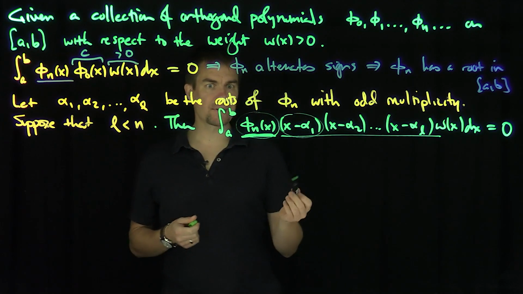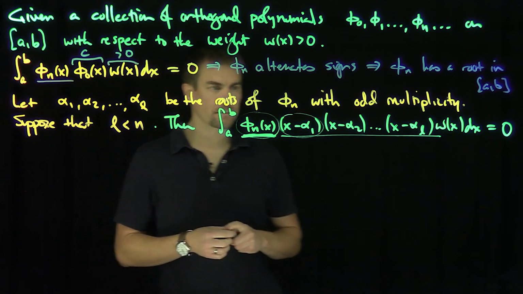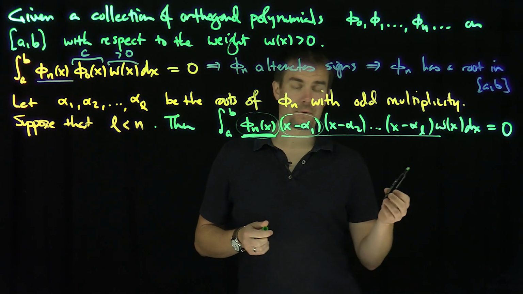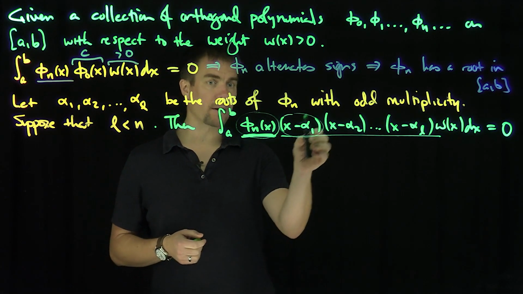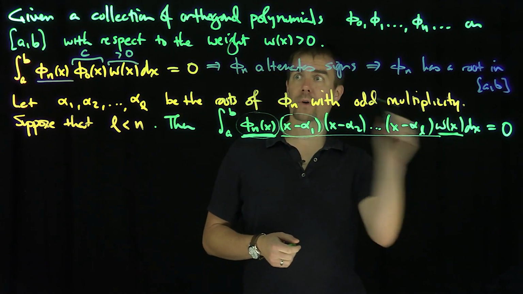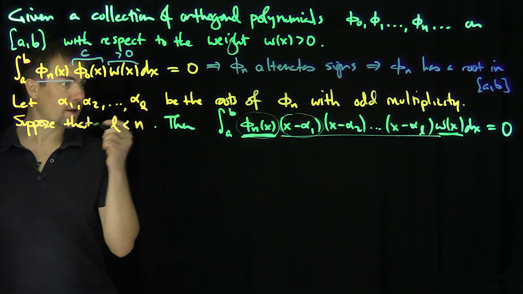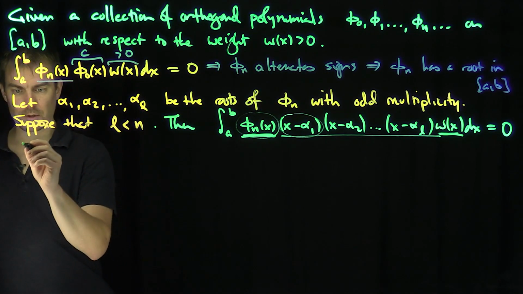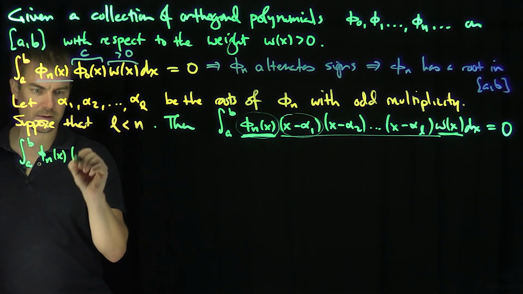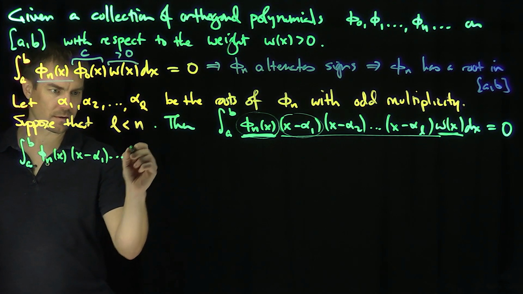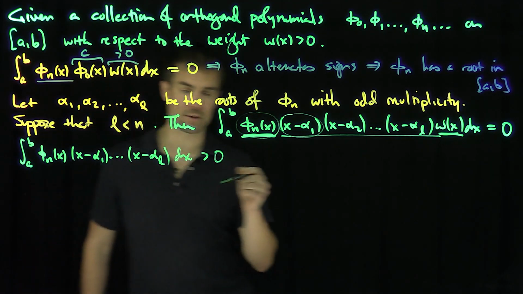And so what happens is this integral should be 0, but this thing is always greater than or equal to 0, with even parity at every root. So by construction, this integral is something of even parity. So the integral of phi n of x, x minus alpha 1, ..., x minus alpha L dx is greater than 0, and that's a contradiction.